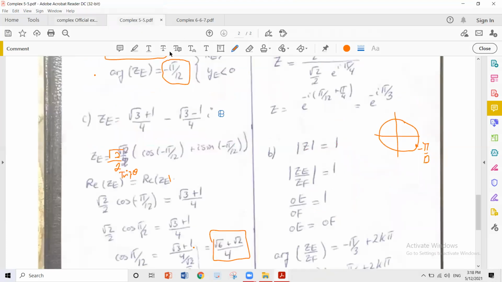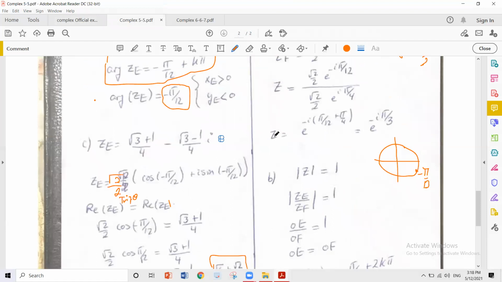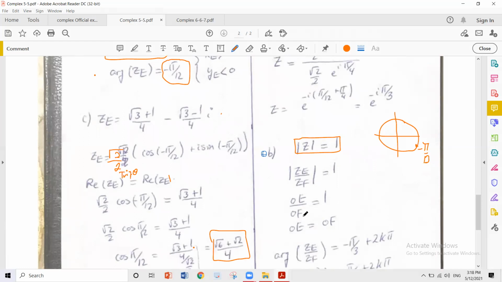Okay, to prove OEF is equilateral, this is Z equal E minus I pi over 3. Modulus of Z equal 1. It means that modulus of ZE over ZF equal 1. OE over OF equal 1. It means that OE equal OF. Till now it is isosceles.